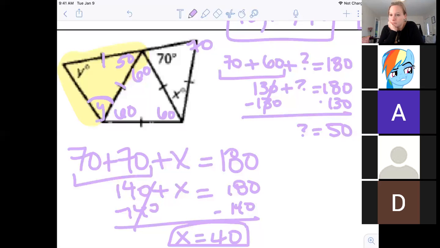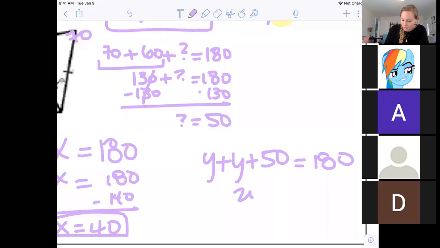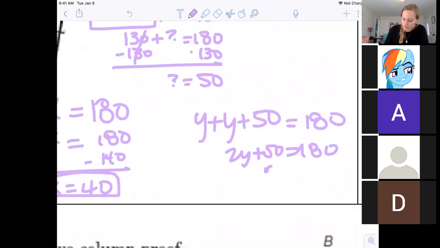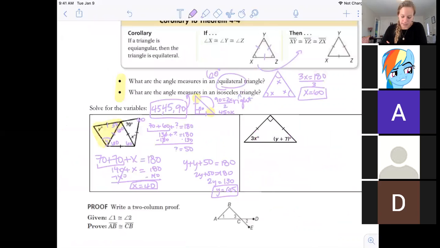You would do y plus y plus 50 equals 180. Perfect. Y plus y plus 50 equals 180. Angle, triangle, angle sum theorem again. So I've got 2y plus 50 equals 180. Minus 50, I get 2y equals 130. Divide by 2 and I get 65. Awesome.